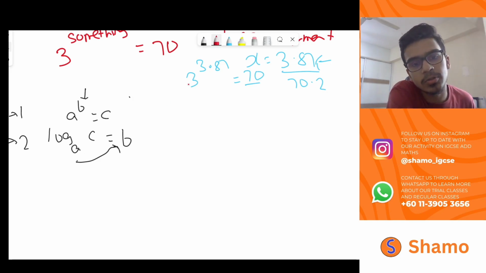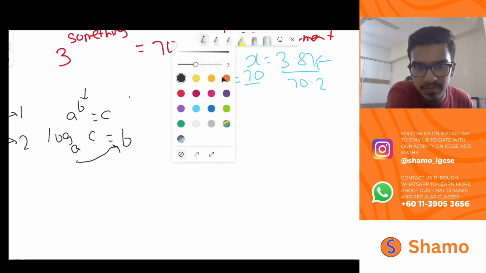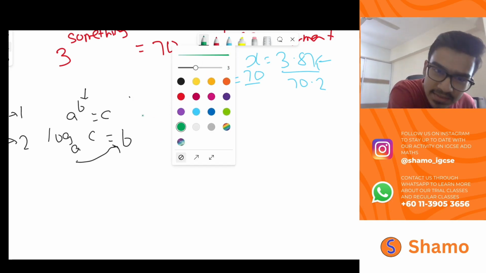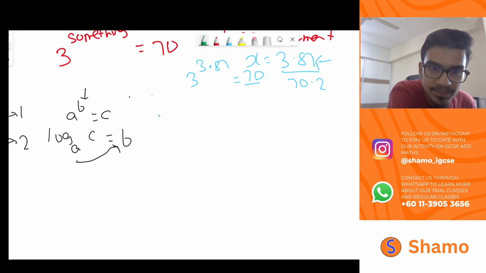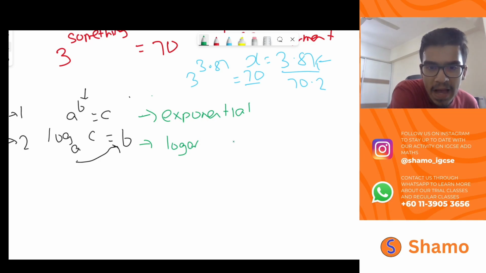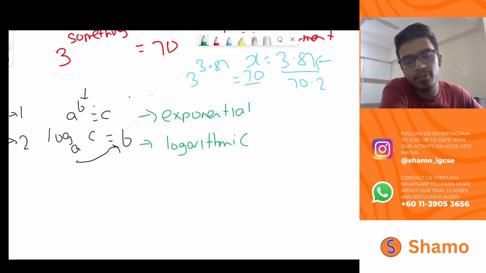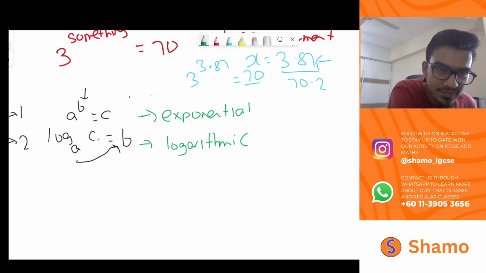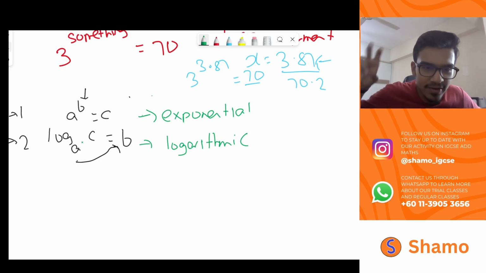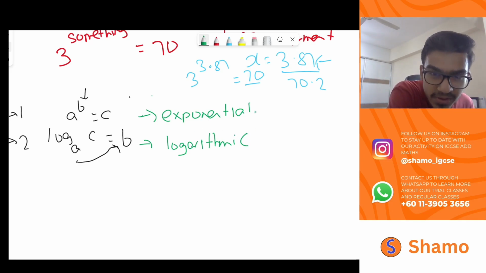Now let's go a bit fancy terms. Let's pick back green. In fancy terms, they call this the exponential equation. You don't need to know this, but it's easier to understand it this way. And this is called logarithmic form. I mean, it makes sense, right? Here b is the power, so it's an exponent, and here for the b, you're using a log, so it becomes logarithmic. So essentially what we have just done is, in lingo, converted from exponential to logarithmic form.